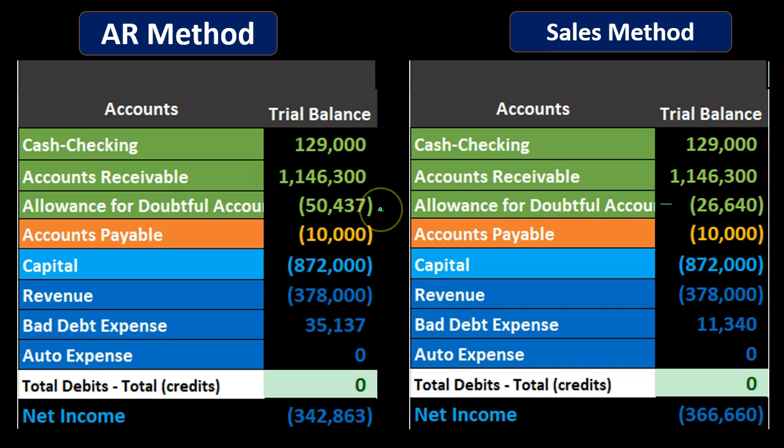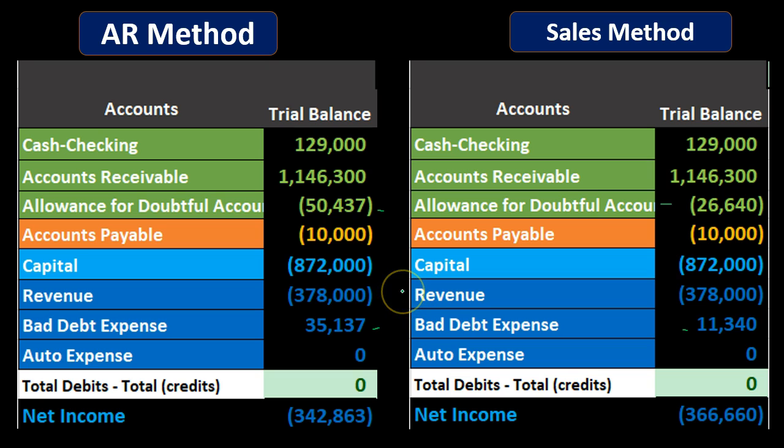And it could be more, it could be less, just depending on what time period we are using. So in other words, the allowance account here could be higher or lower under the accounts receivable method versus the sales method. Point being, it'll typically be different. And the bad debt, same thing. It'll typically be different under the two methods. It could be higher, it could be lower, depending on what our focus is under the two methods.